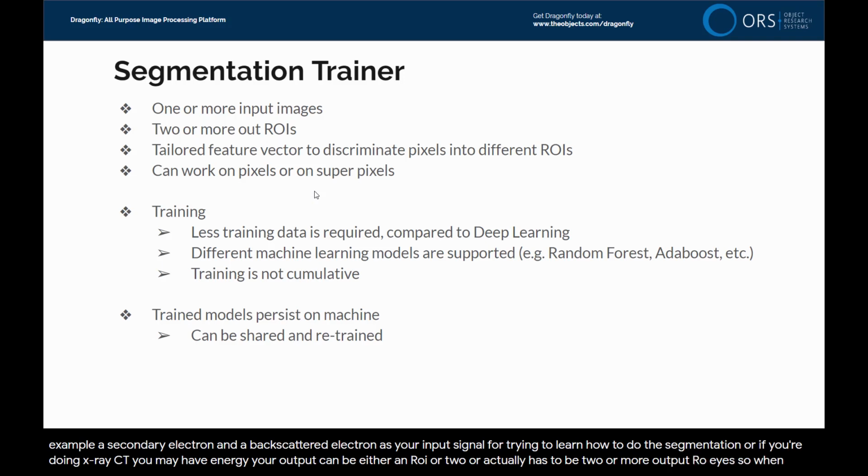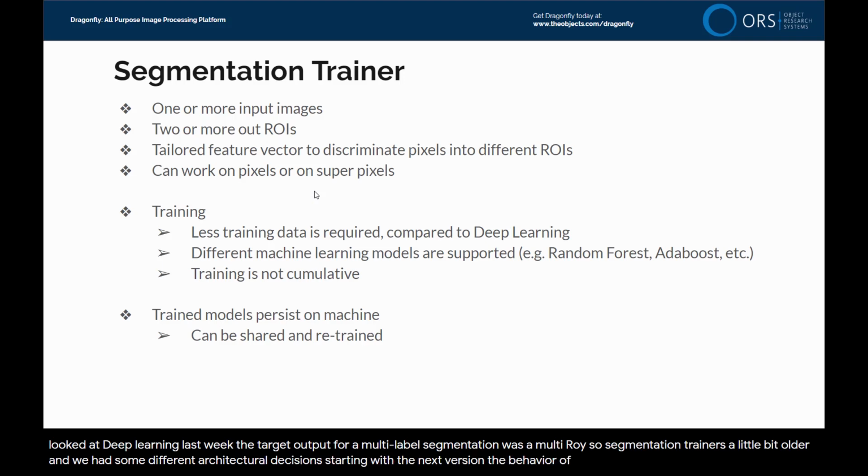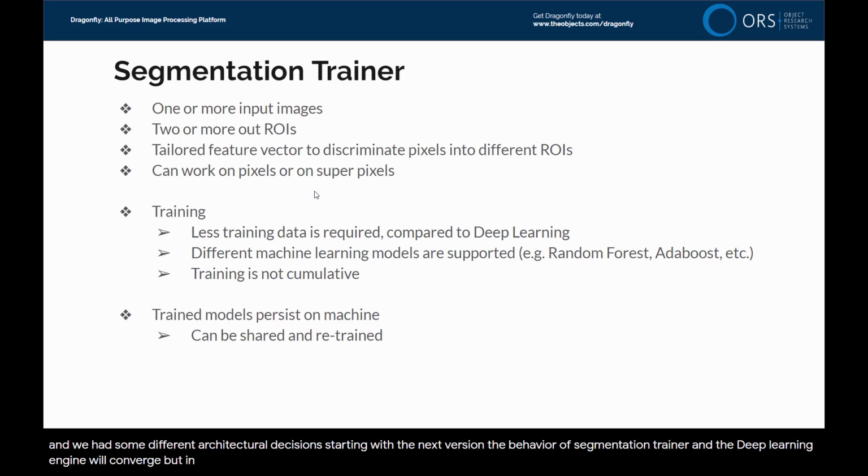Your output has to be 2 or more output ROIs. So when we looked at deep learning last week, the target output for a multi-label segmentation was a multi-ROI. Segmentation Trainer is a little bit older, and we had some different architectural decisions. Starting with the next version, the behavior of Segmentation Trainer and the deep learning engine will converge, but in 4.1 it's slightly different, and so here you'll have to use 2 or more ROIs as the output.